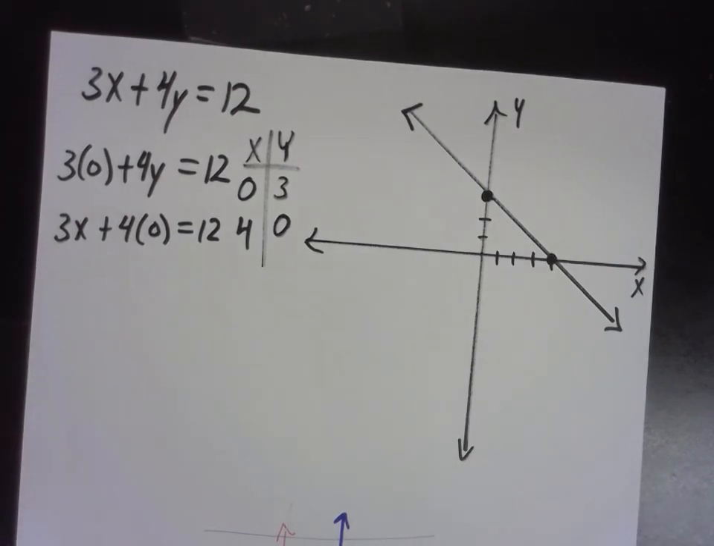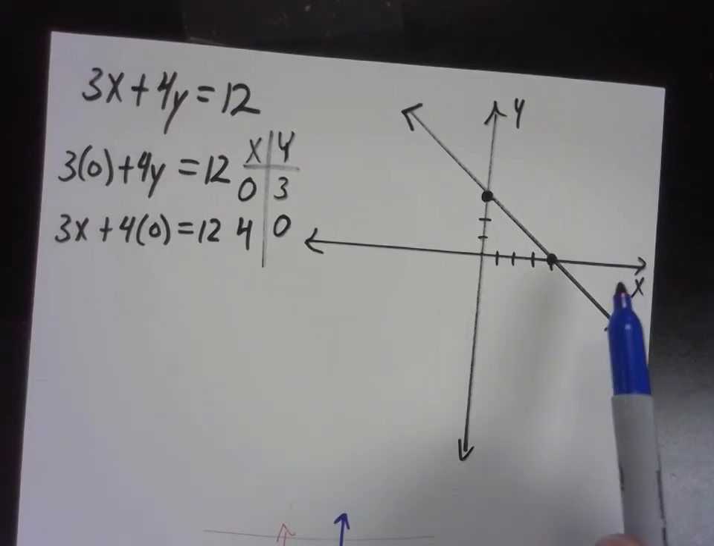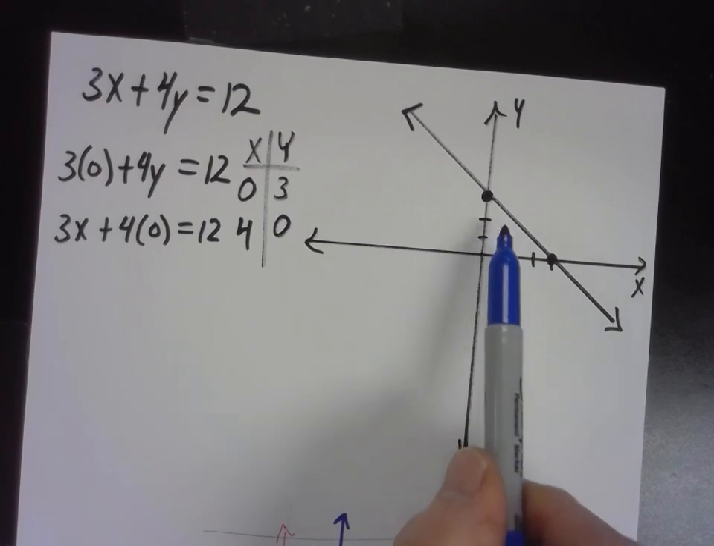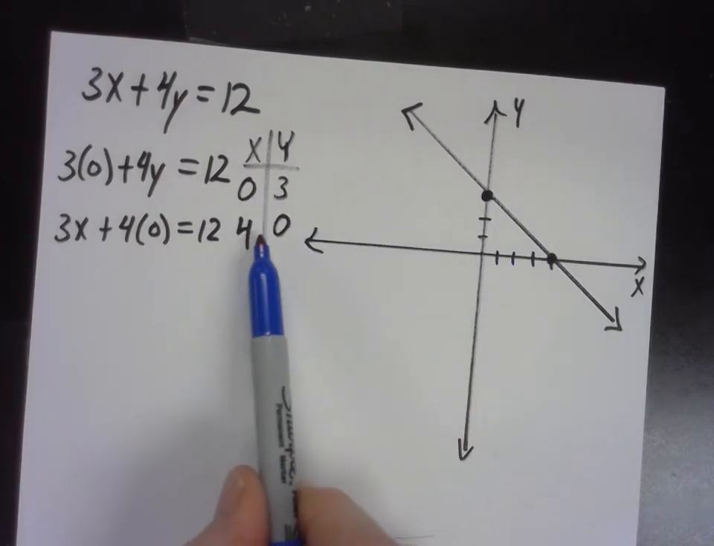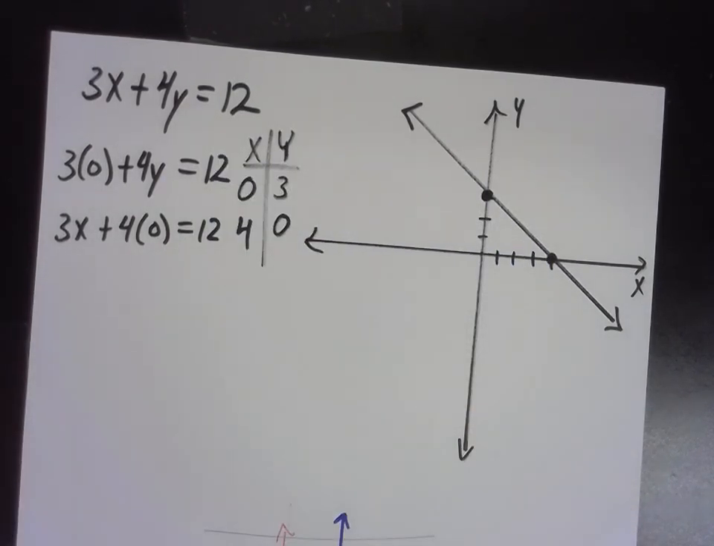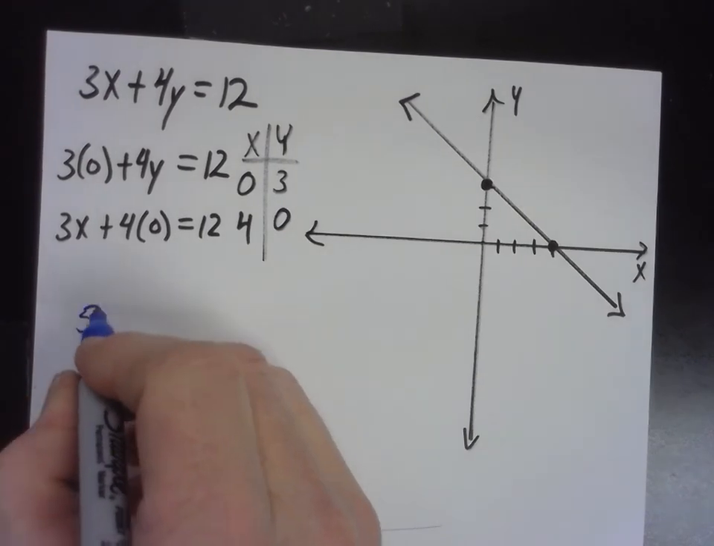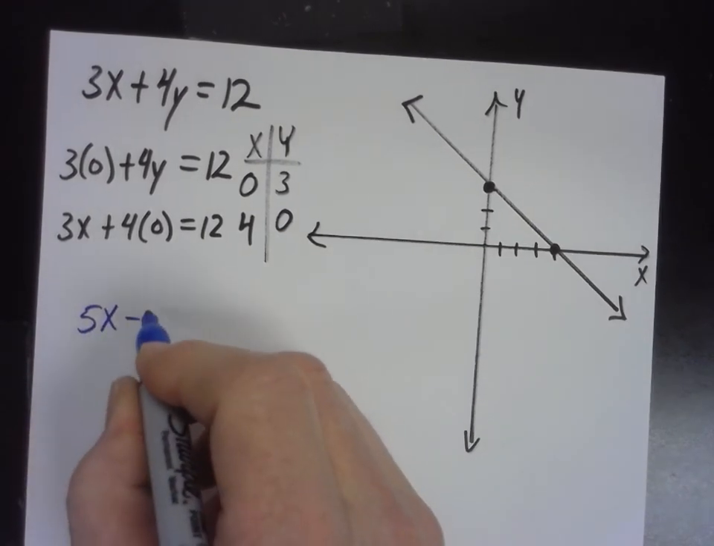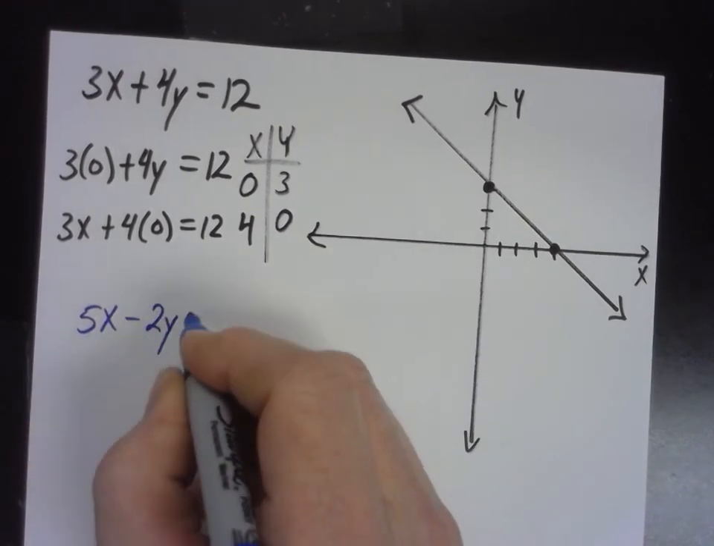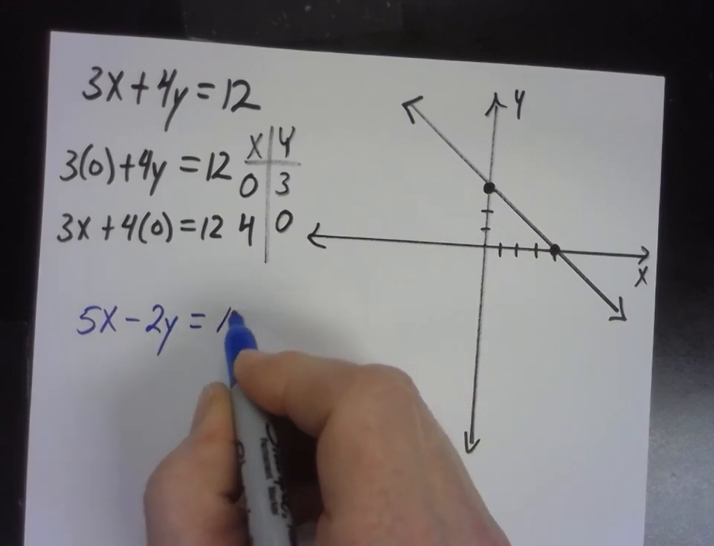That's true. Now, this one's nice and pretty. The x-intercept and the y-intercept are whole numbers, or at least they're integers, okay? That's not always the case, and that's okay. So you might have something that says 5x minus 2y equals, let's say, 15.